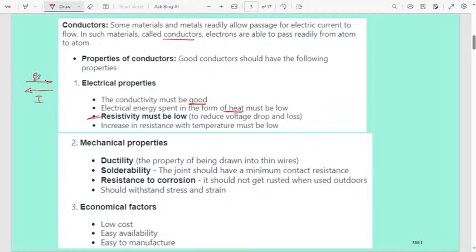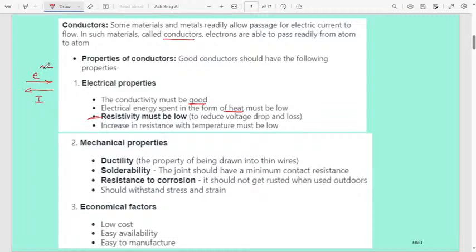When the electrons are not able to move easily, then the current, the electricity, will not be generated. Here resistivity relates to the flow of electrons. If the electrons flow in this direction, the current will be produced in the opposite direction. Resistivity is nothing but the opposing force.